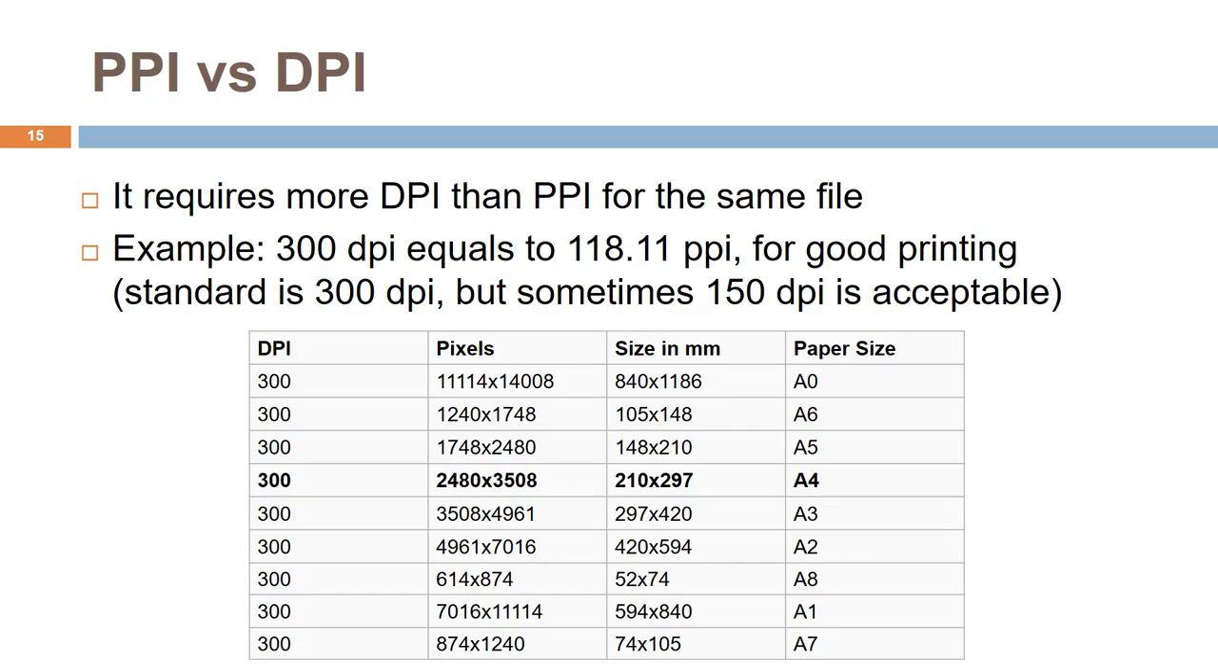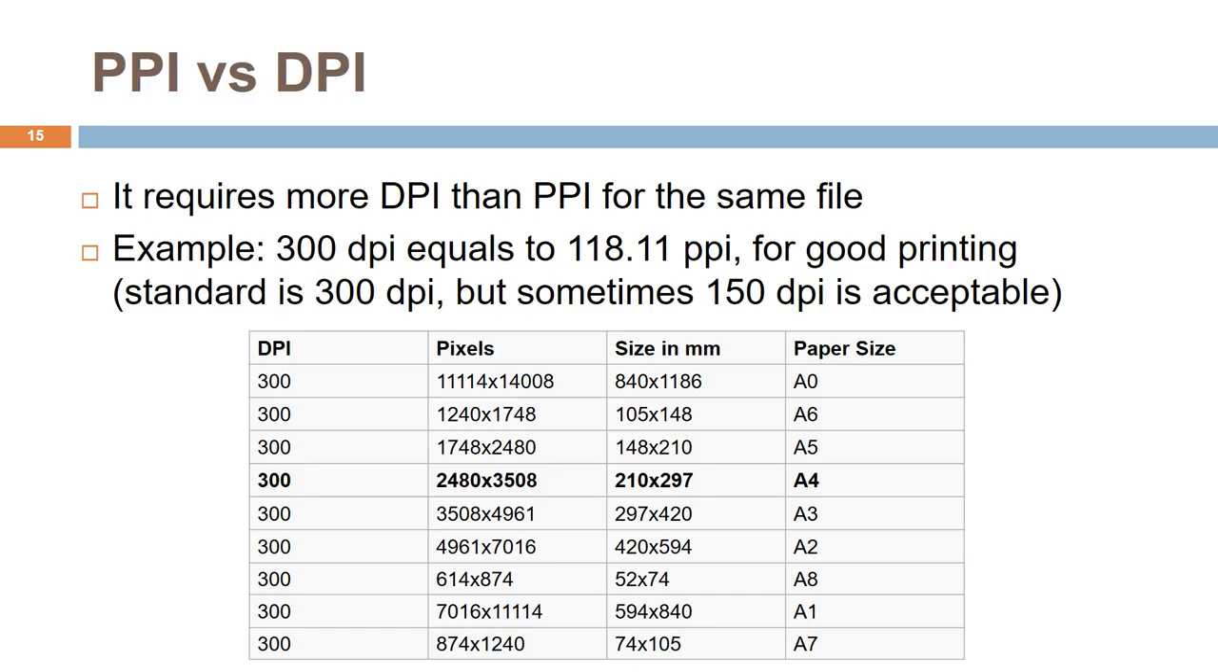Since DPI is a reproduction in real size of the image's memory space, it requires more DPI than PPI for the same file. For example, a 300 DPI image is equal to 118.11 PPI. For a good printing output, 300 DPI is a standard, but sometimes 150 is acceptable, but never go lower than that. Otherwise, you will print a blurry image. This table guides you to choose a suitable print area, the paper size, for good printing quality.